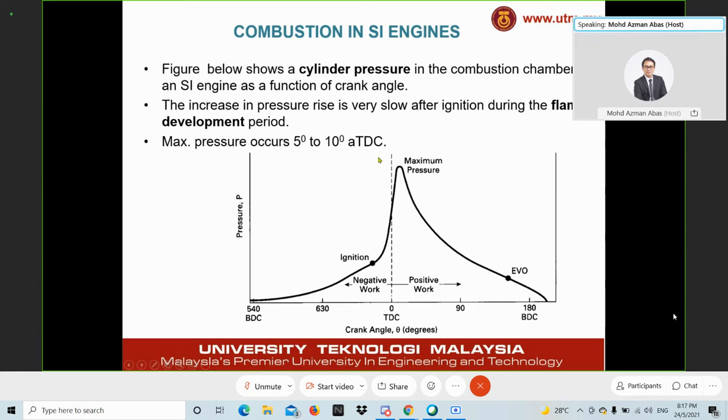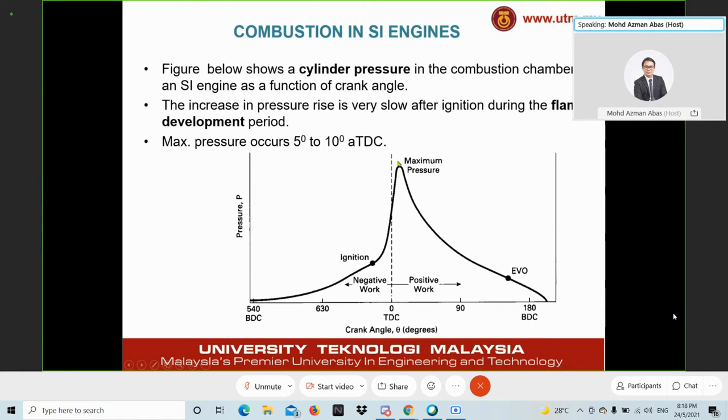Now, in any particular engine, of whatever maximum pressure the engine can produce, the maximum pressure needs to be between 5 to 10 degrees after TDC. In other words, this peak, whatever the maximum pressure value is, needs to be 5 to 10 degrees after TDC in order to maximize the power being produced.